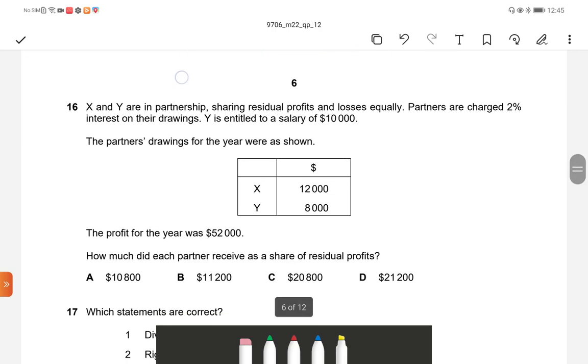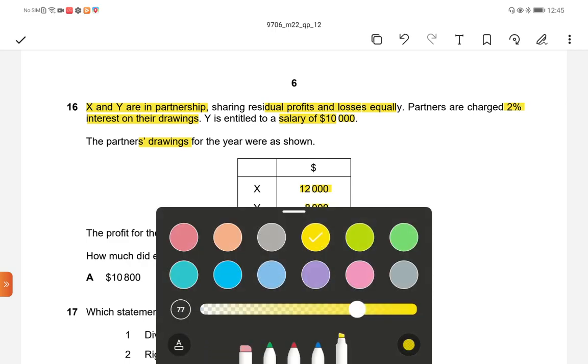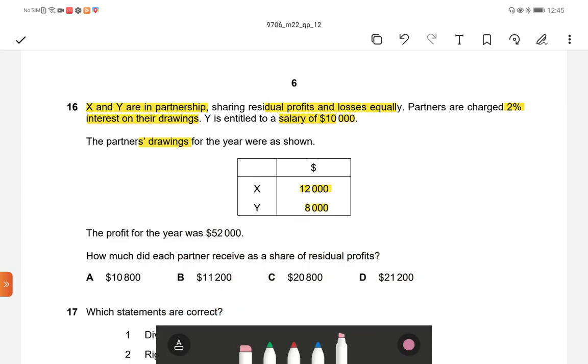16. X and Y are in partnership, sharing residual profit and losses equally. Partners are charged 2% interest on their drawing. Y is getting salary 10,000. Partners' drawing is given. The profit of the year was 52,000. How much did each partner receive as a share of residual profit?